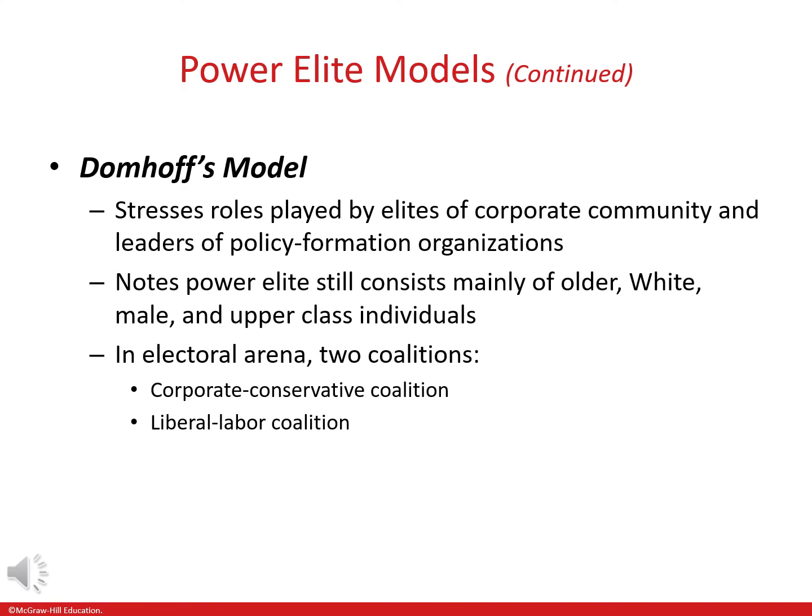In the electoral arena, there are two coalitions: the corporate conservative coalition and the liberal labor coalition. The corporate conservative coalition plays a large role in both of our major political parties, and they generate support for particular candidates directly to whomever those candidates might appeal to. And then the liberal labor coalition deals with environmental organizations, churches, universities, parts of minority groups, so they're basically targeting groups.